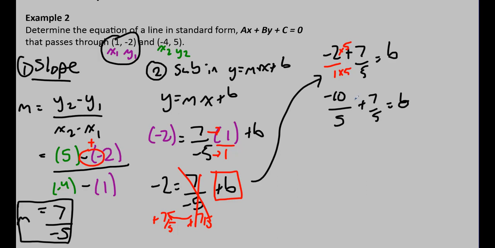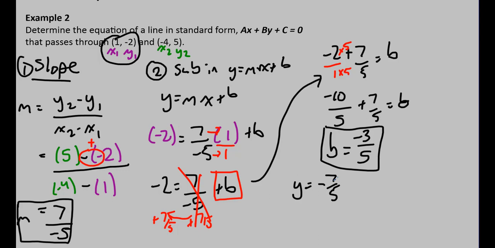And then I only add the tops. The bottoms are going to stay 5. So negative 10 plus 7 is negative 3. So that is my b value. And I can plug that into my regular y equals mx plus b. So y equals negative 7 over 5x minus 3 over 5.